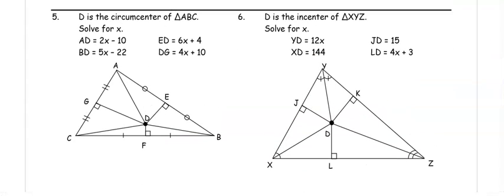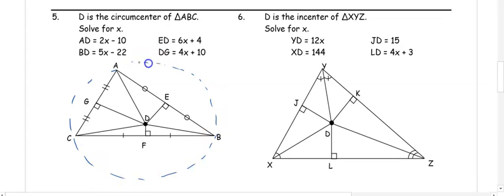In number 5, we know that D is a circumcenter, so it is going around the outside of the triangle. So we have that AD, BD, and CD are congruent. So we're not going to use the ED and the GD and the DG.